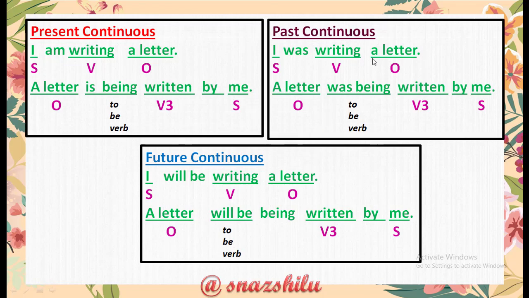So keep the chart in your mind always. For the past continuous, here is the sentence, I was writing a letter, and the passive form is a letter was being written by me. For the future continuous, I will be writing a letter. The passive voice is a letter will be being written by me.